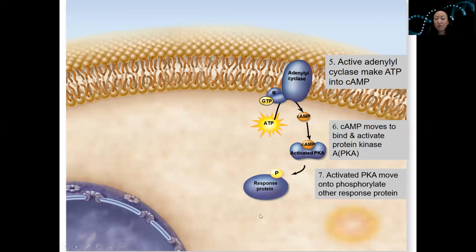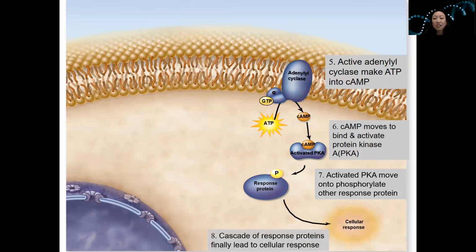So pretty much that's all you need to memorize up to PKA. You've got to know all the names before that. And up to this point, you just need to know once PKA, the kinase, is on, then it goes and phosphorylates a lot of different proteins. So this is like you finally got to the control room and you get to switch on many buttons. And now the cell is completely activated to finally get you the cellular response. So number 8, a cascade of response proteins finally leads to cellular response.